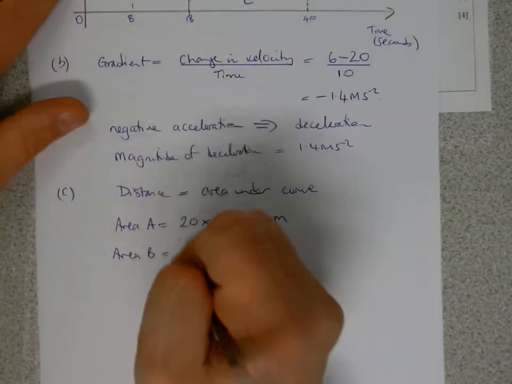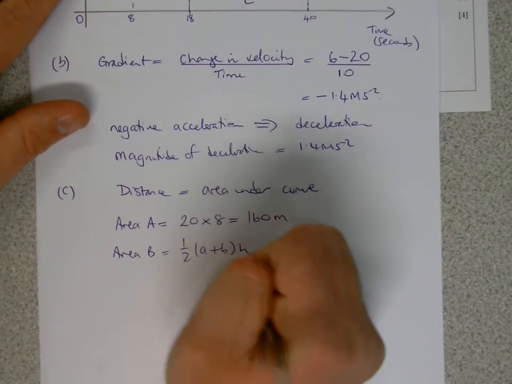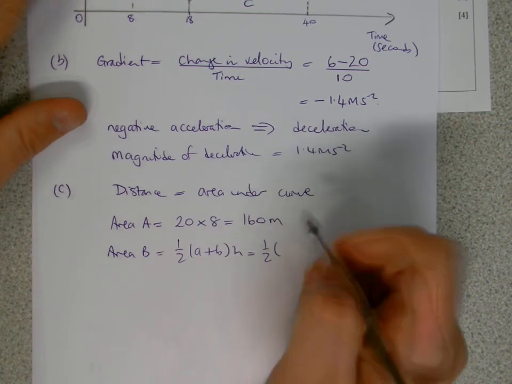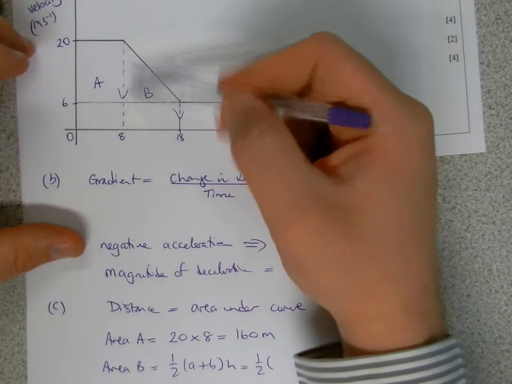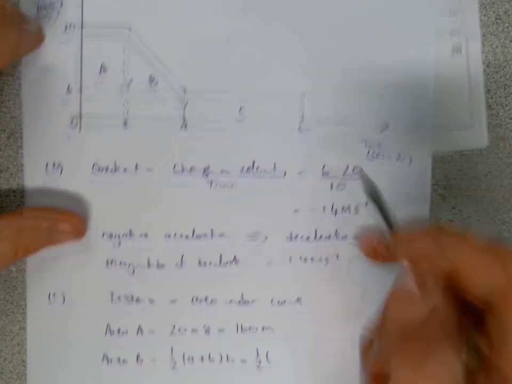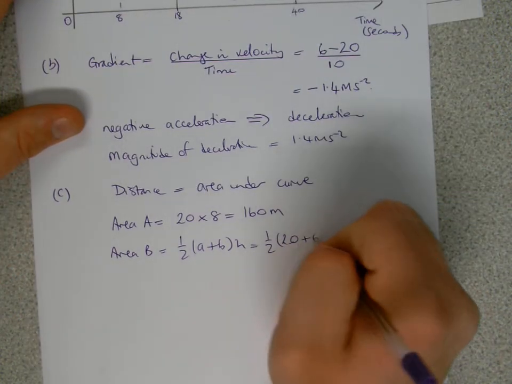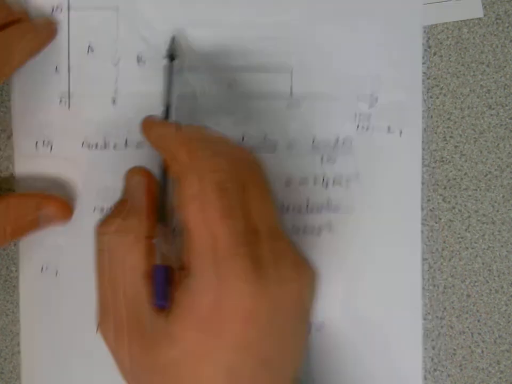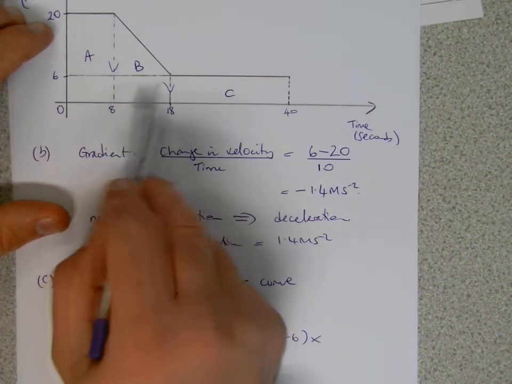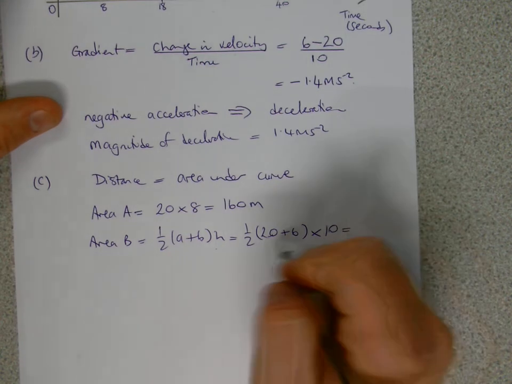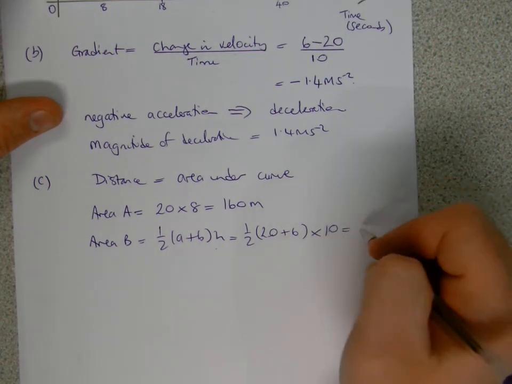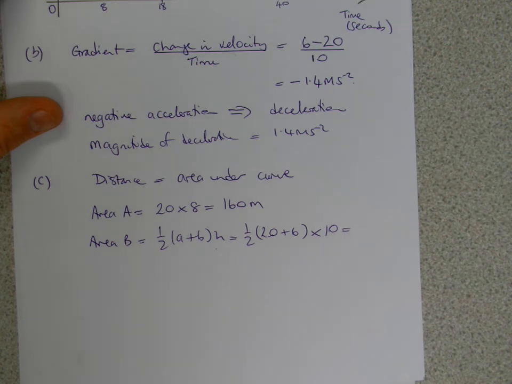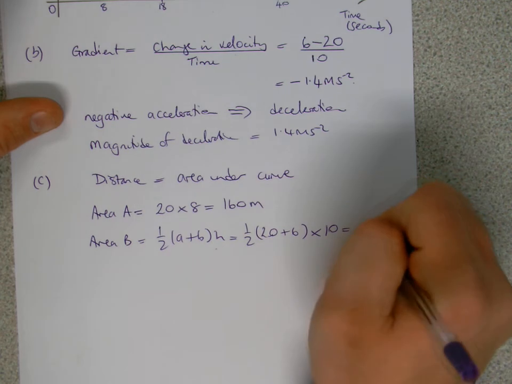Remember the formula is half A plus B times H. So it'll be half, this side here will be 20, and the other side will be 6. And then of course you times it by the height between them. Now the height between them is this distance here, which is 10. If you work that out, you can use your calculator. So 0.5 times 26, times 10, and we get 130 meters.